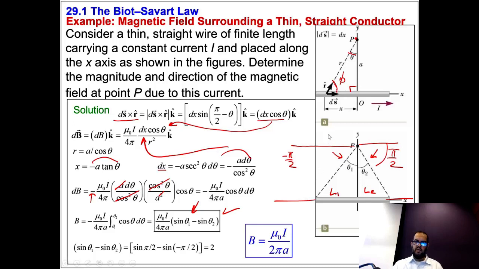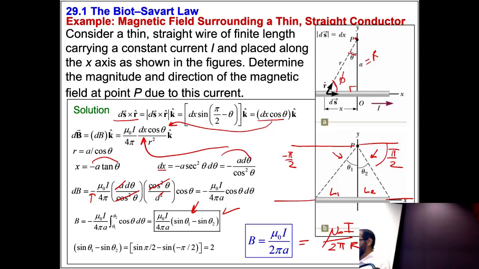a is the perpendicular distance from the point. Usually we refer to this as R, so in many books you will see this written as mu 0 I divided by 2 pi R. So this is the magnetic field from an infinitely long wire. Obviously, in reality, we cannot have an infinitely long wire, but let's assume we have a long enough wire and we are determining the magnetic field at point B. So this is a very good approximation of the magnetic field due to a current flowing through this wire.